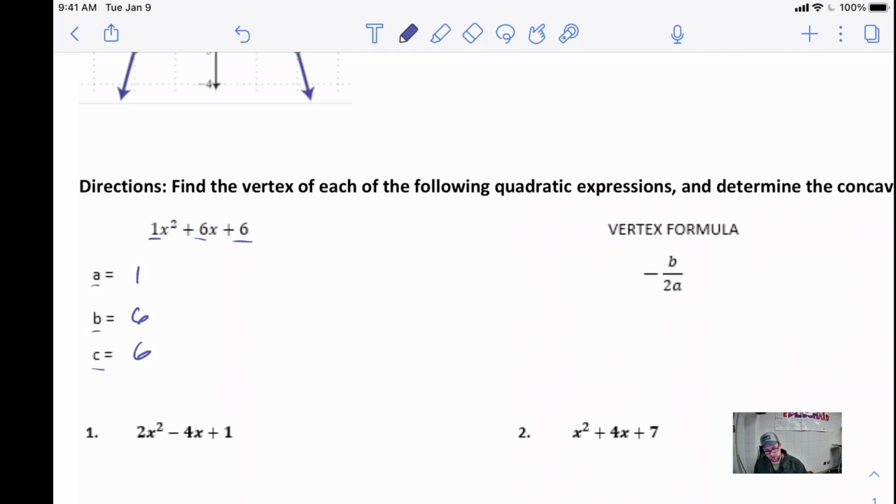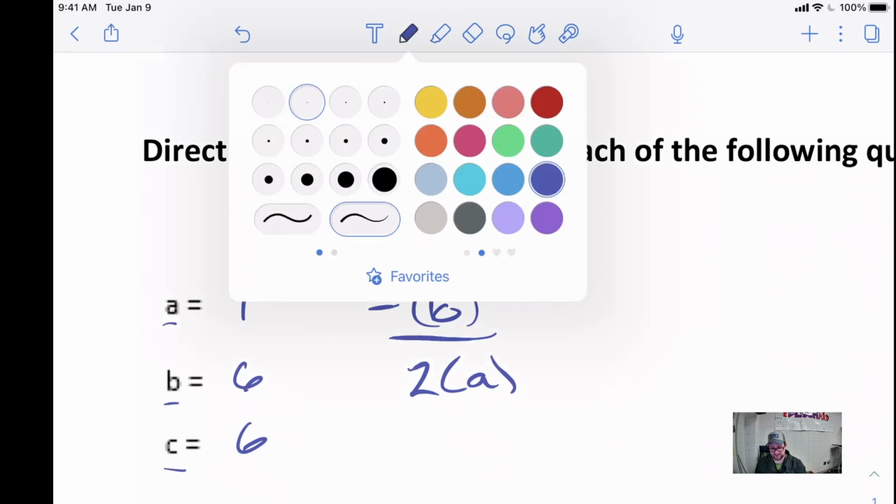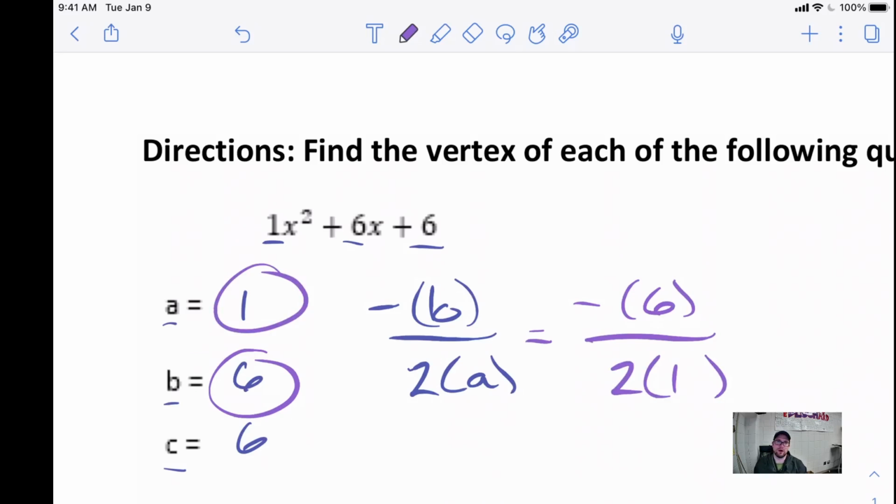Now, in order to find the vertex, you need to use the vertex formula, which is negative B divided by 2A. Now, I put my variables in parentheses there just to make sure I don't make any mistakes. So coming over here, we know our B value is 6, so I'm going to have a negative 6 over 2 times 1 because A is 1.